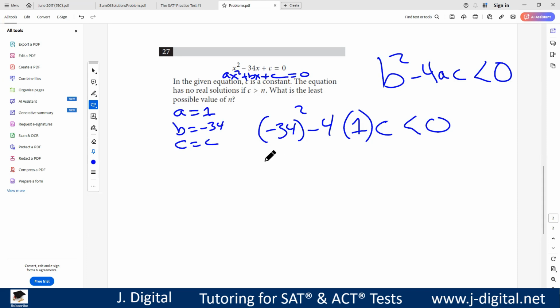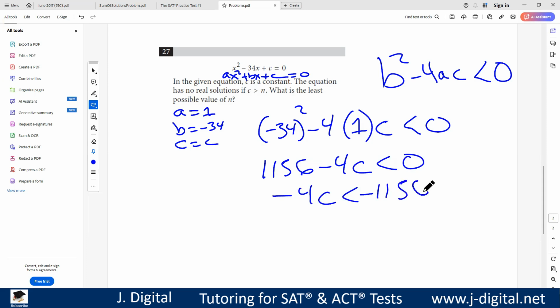Negative 34 squared is 1156. Minus 4c, less than 0. Subtract 1156 from both sides. Divide both sides by negative 4. We get 289. Now, since I divided by a negative, the rules of inequalities tells you that you need to change the direction of the inequality. So it's going to be c is greater than 289.